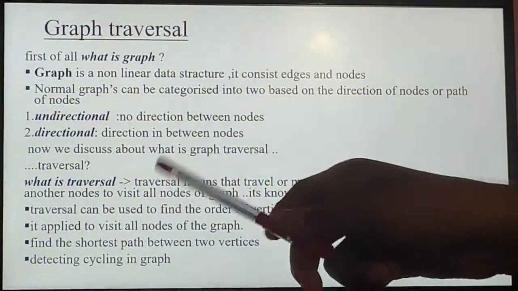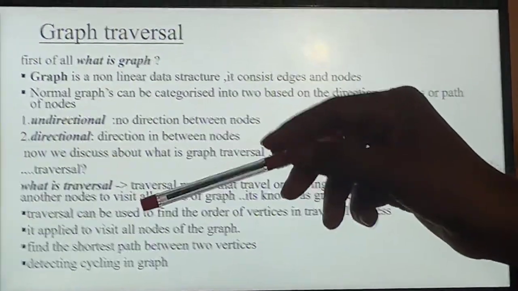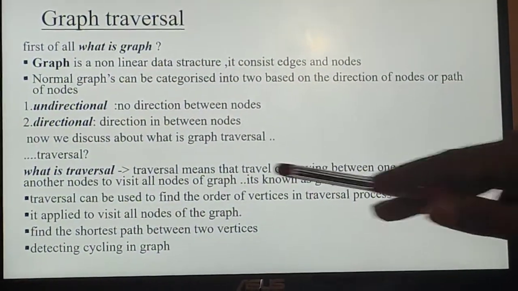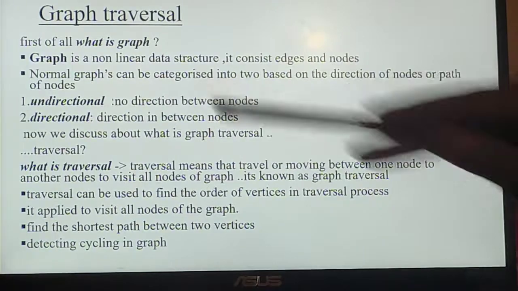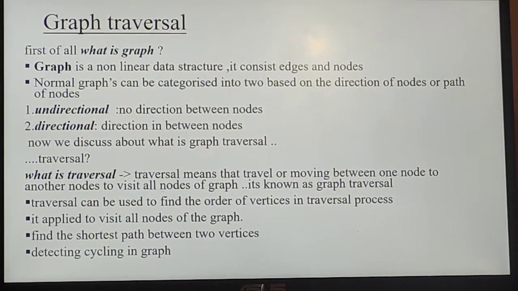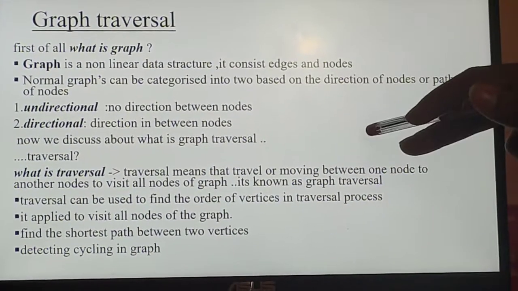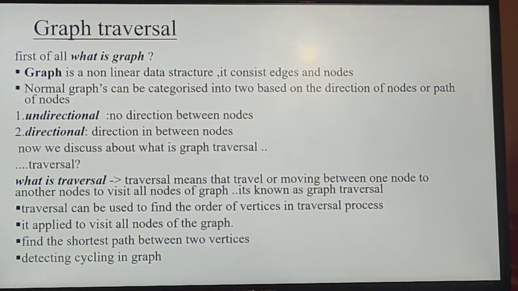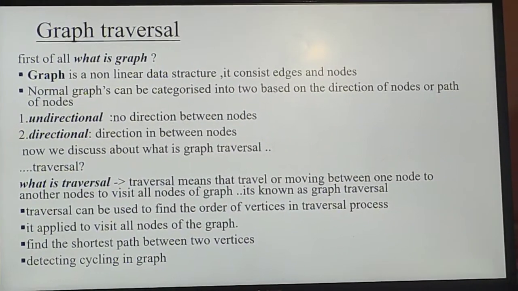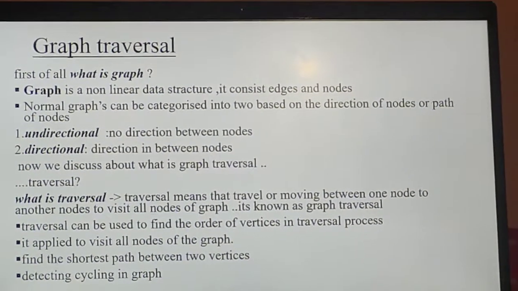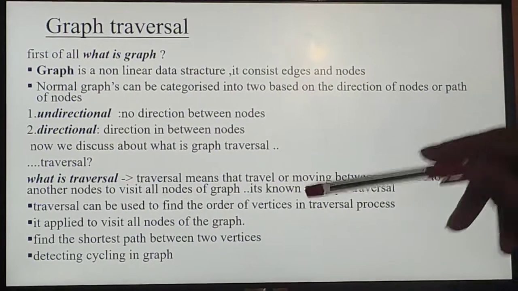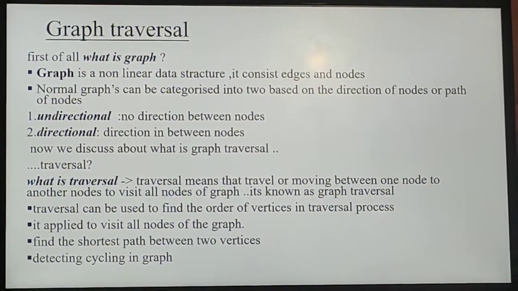Okay. Now we discuss what graph traversal is. Traversal means traveling or moving from one node to another node to visit all the nodes of the graph. It is like moving from one city to another city. Moving from one node to another node to reach all the nodes of the graph, this traversal method can be used. Graph traversal may be defined as visiting all the nodes of the graph.